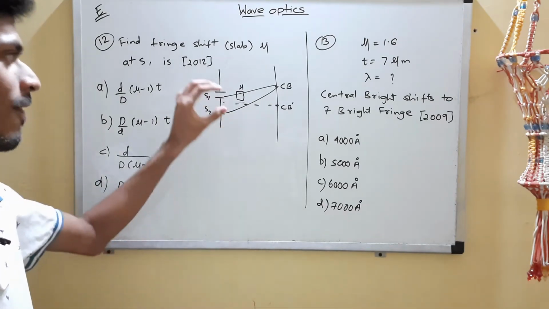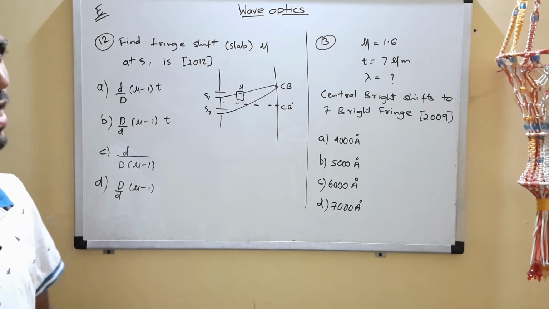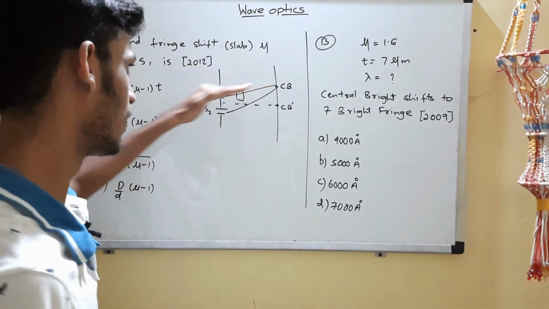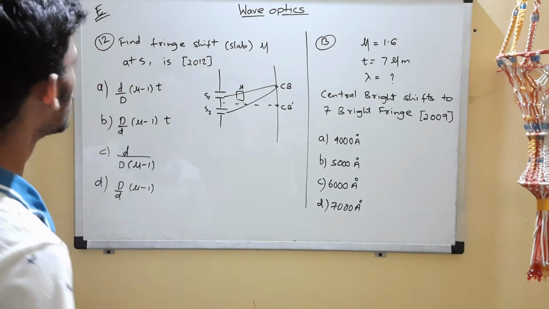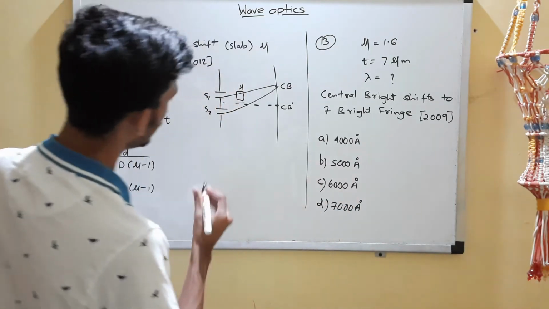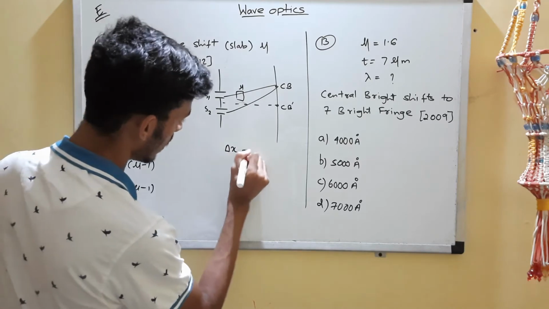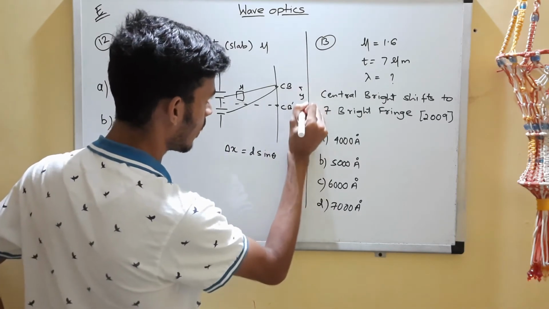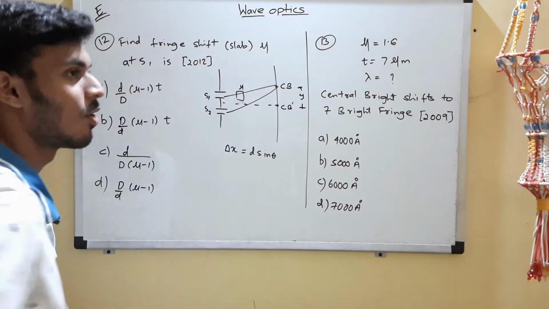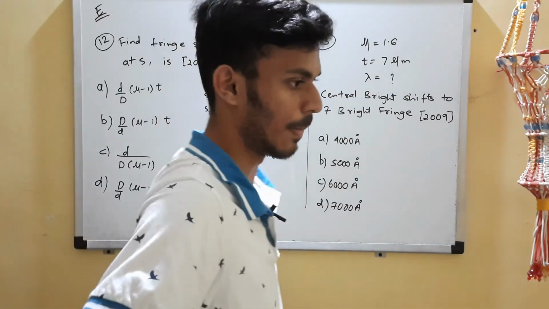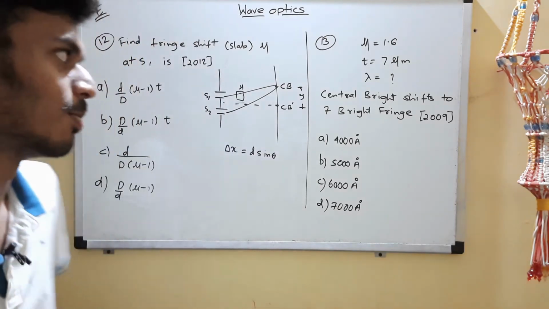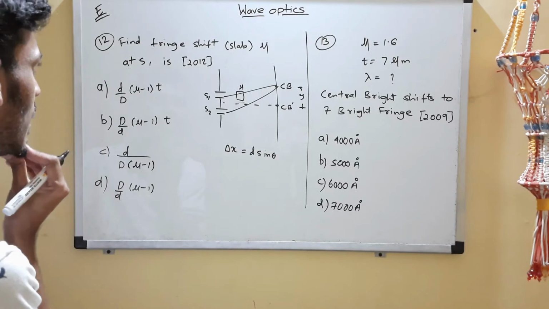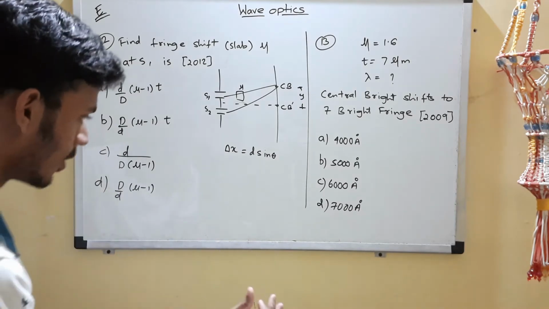Okay, so whenever you place a glass slab, because there is a path difference which is created in the path of this ray, if you can see, we can actually use the formula delta x equals d sine theta. So you are supposed to tell what is this y, where is the new position of your central maxima with respect to the original position? That is the question. So we can use delta x is equal to d sine theta.